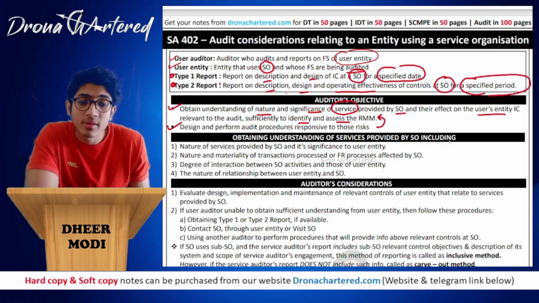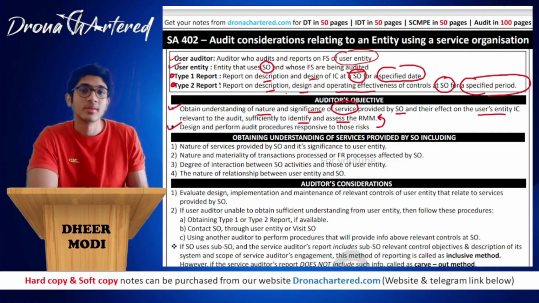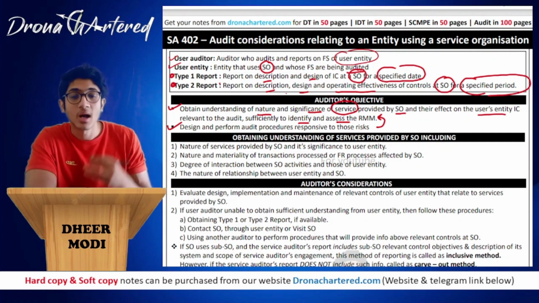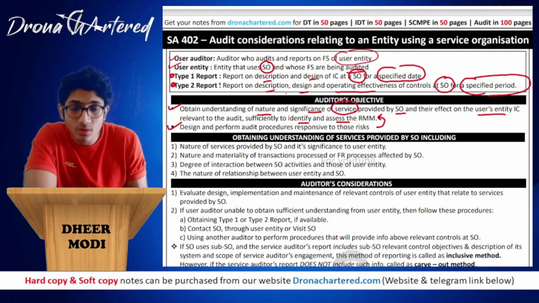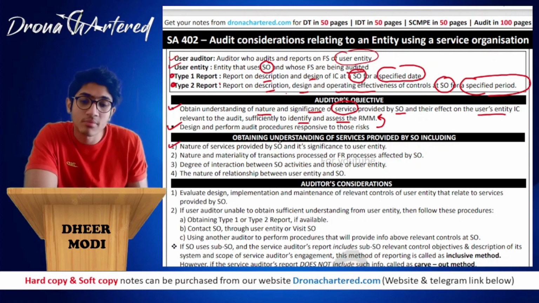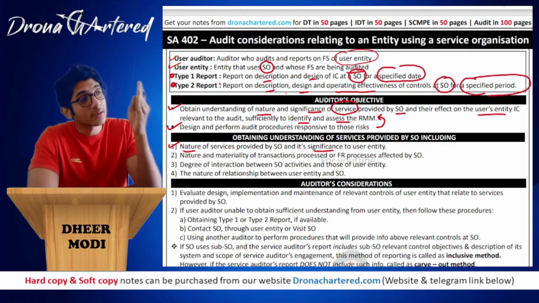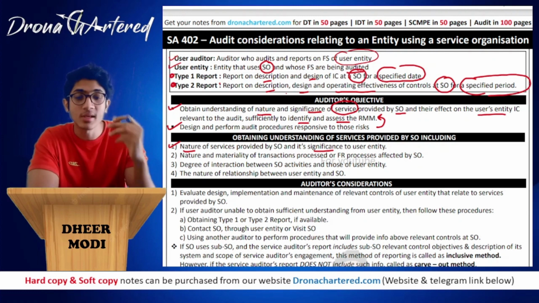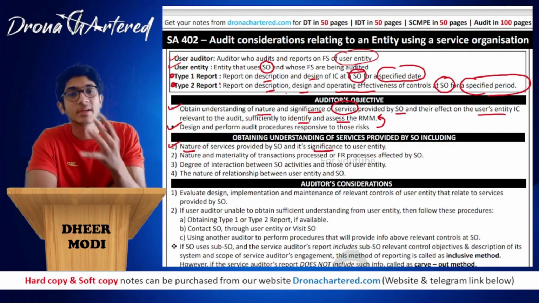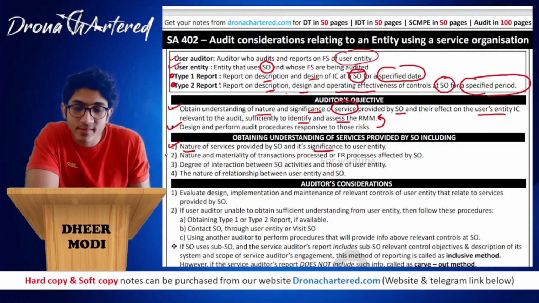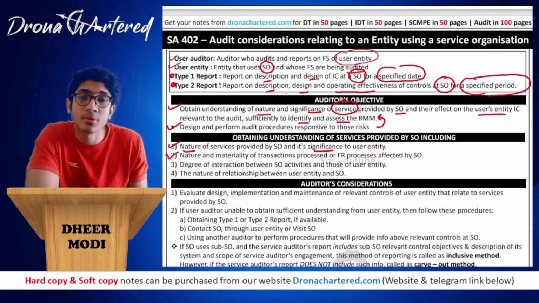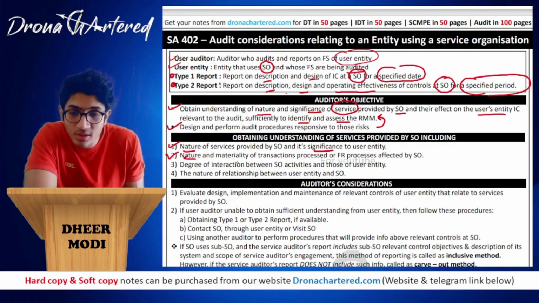Now what is next? Obtain understanding of services provided by SO, including: how will you obtain an understanding, and what understanding do you have to obtain? First is the nature of services provided by SO and their significance to the user entity. What are the nature of services that the service organization provides to the user entity, and what is its importance to the user entity? Next is the nature and materiality of transactions processed or financial reporting processes affected by SO.